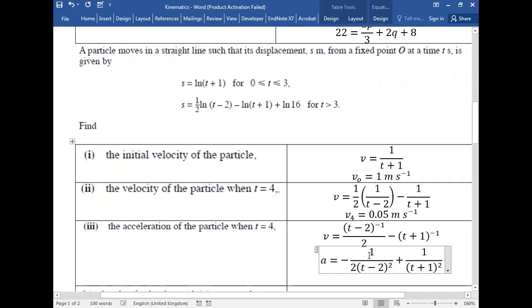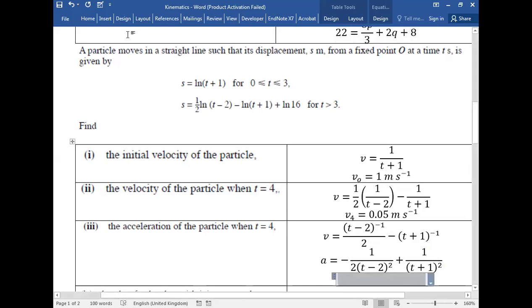Acceleration is minus half t minus 2 squared, and minus 1 when multiplied here, so this becomes plus 1, and t plus 1 to the power will become negative 2. I bring it down, so it will be squared. Now what do I need to do? What value should I plug in for t? 4. And tell me the acceleration that you get.